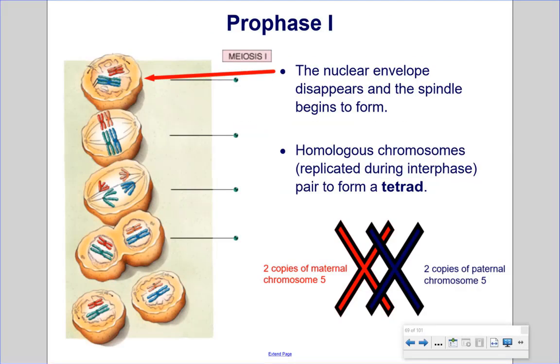Prophase I. In Prophase I of Meiosis I, the nuclear envelope disappears and the spindle begins to form. Homologous chromosomes, which were replicated during interphase, pair to form a tetrad. As shown here in the diagram below, there are 2 copies of maternal chromosome 5 and 2 copies of paternal chromosome 5.